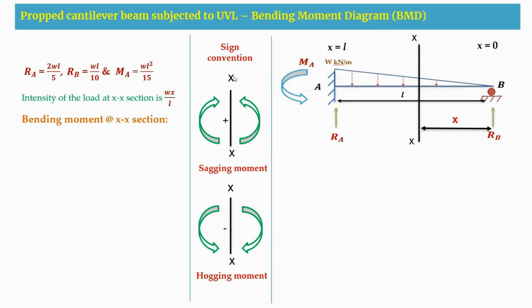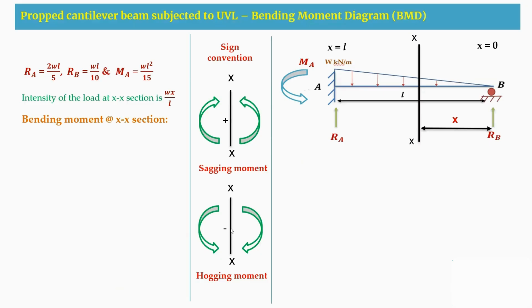So the sign convention here is: when we cut a section at this point, if the arrow is heading towards the section upward, then it is a sagging moment. For a sagging moment, towards the left it is in the clockwise direction, and towards the right it is in the anti-clockwise direction. But the arrow here should be heading upwards towards the section.